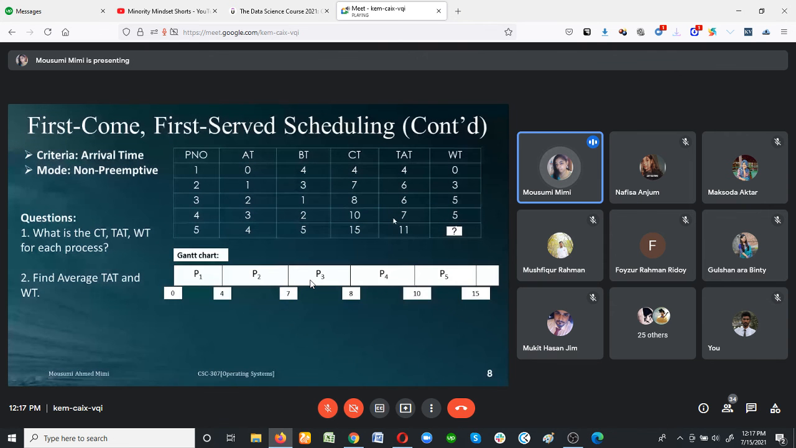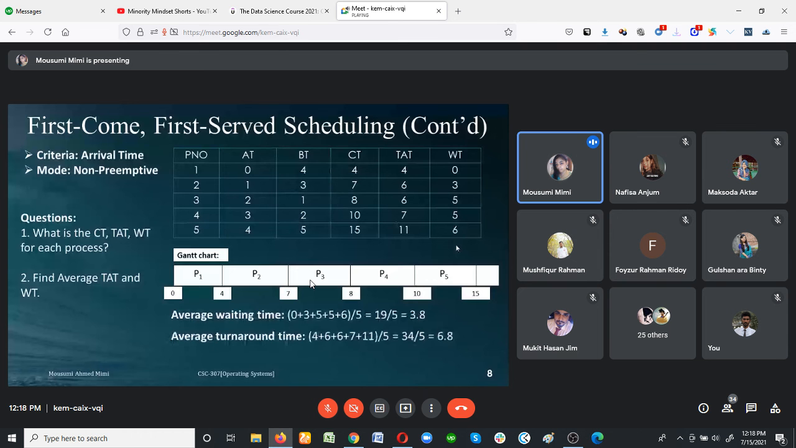To find the average waiting time, the waiting times are 0, 3, 5, 5, 6, total 19 (sum), divided by 5. Then the average turnaround time.